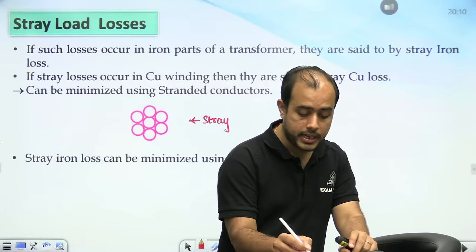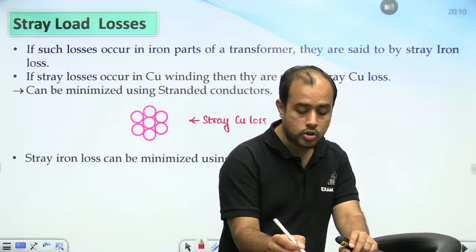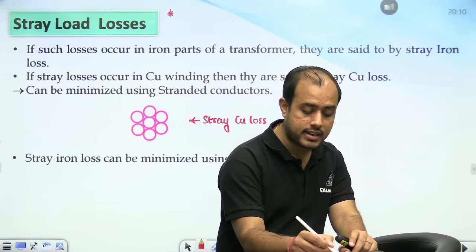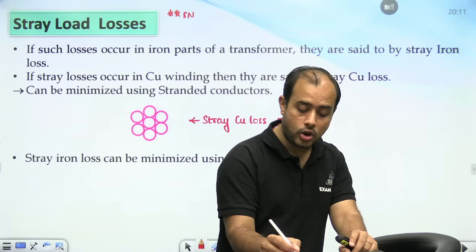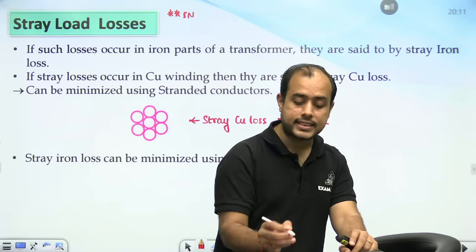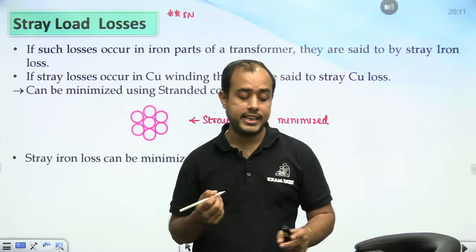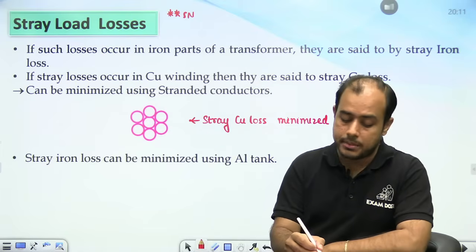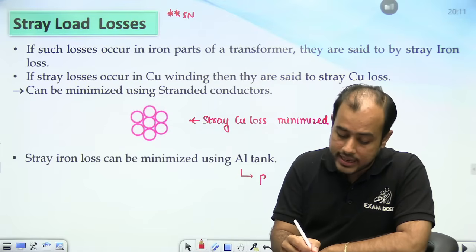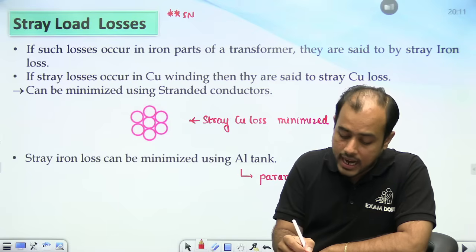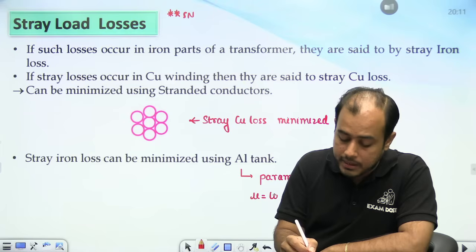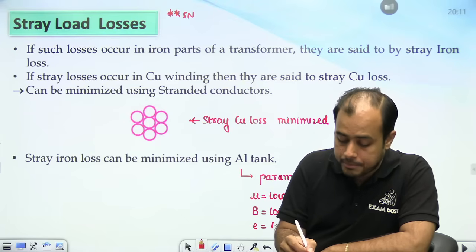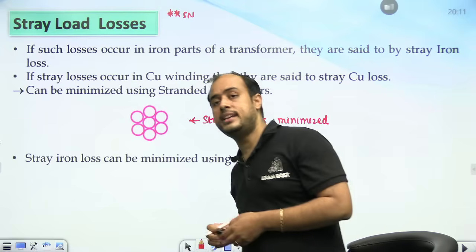स्ट्रे कॉपर लॉस मिनिमाइज करने के लिए नॉर्मल कॉपर वायर की जगह यू कैन यूज द स्ट्रैंडेड कंडक्टर. And to minimize the stray iron loss, instead of making the tank using iron, use aluminium because aluminium is paramagnetic. Stray iron loss कम करने के लिए आयरन की जगह एल्यूमिनियम यूज कीजिए. पैरामैग्नेटिक है, परमिएबिलिटी लो है, फ्लक्स डेंसिटी लो रहेगी, EMF will be low, so losses will also be low.